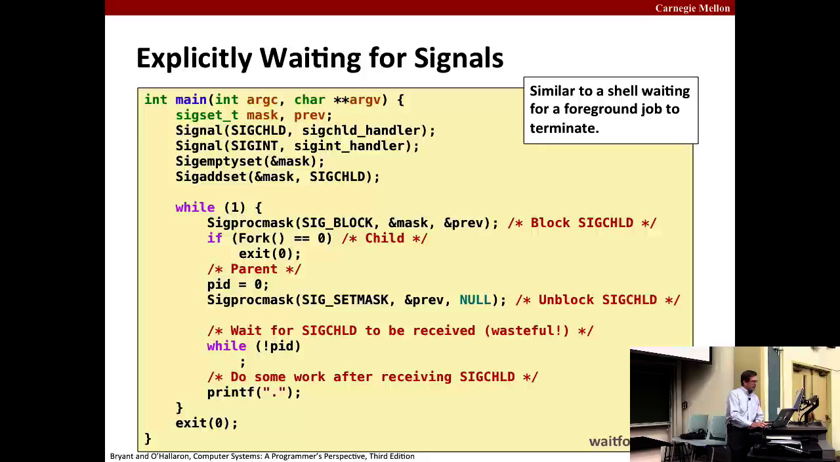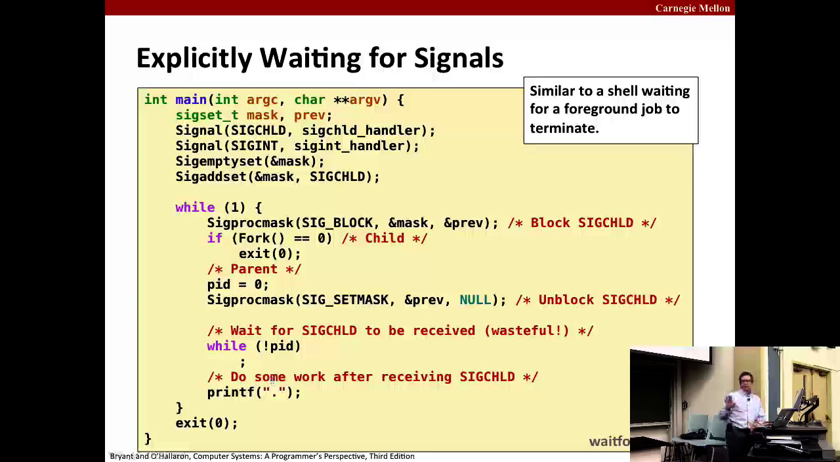And then in our main routine, okay, we want to block SIGCHLD just like before, okay, to avoid that race condition between the parent and the child. And then we create the child, and then in the parent we set pid to 0. Okay, then we unblock SIGCHLD, and then we wait for the SIGCHLD handler to run and set pid to non-zero. Okay.